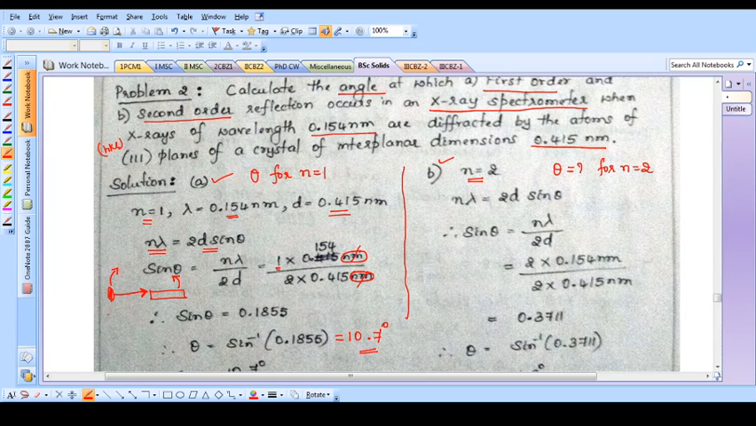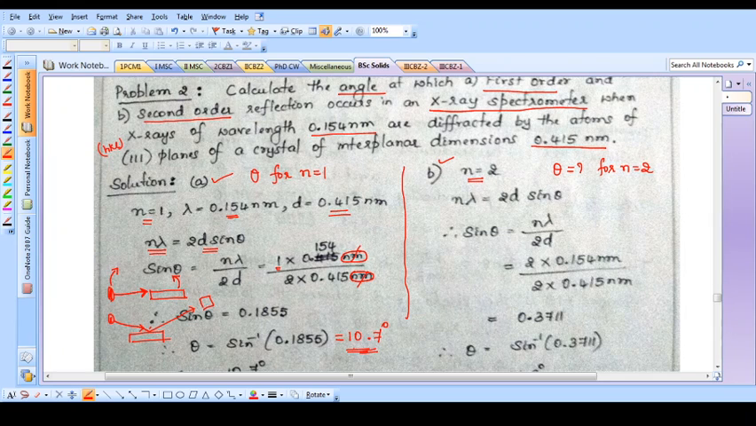When the angle between the source, that is the incident beam, and the crystal is 10.7 degree, we see a bright spot in the detector. So initially the X-ray source was at an angle 0 degree with respect to the crystal. Slowly you increase the angle from 0, 0.1, 0.2, 0.3. Nothing was observed in the detector.